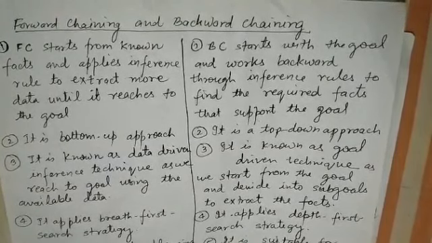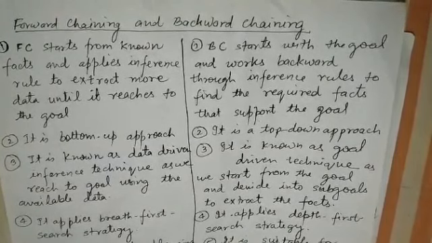So basically these are the definitions. Forward chaining starts from the known facts and applies inference rules to extract more data until it reaches the goal. So it starts from the initial state, from the facts given, and by using inference rules it reaches the goal. While backward chaining starts with the goal, it starts from the reverse path. So backward chaining starts with the goal and walks backward through inference rules to find the required facts that support the goal.